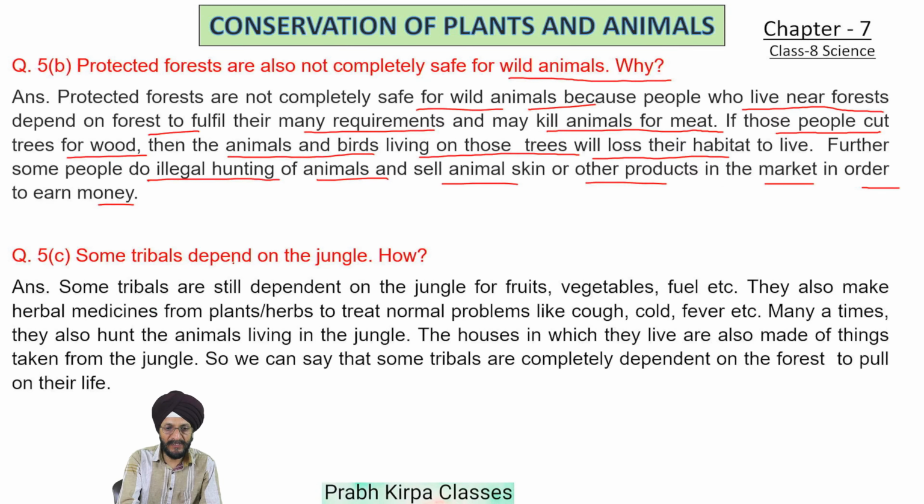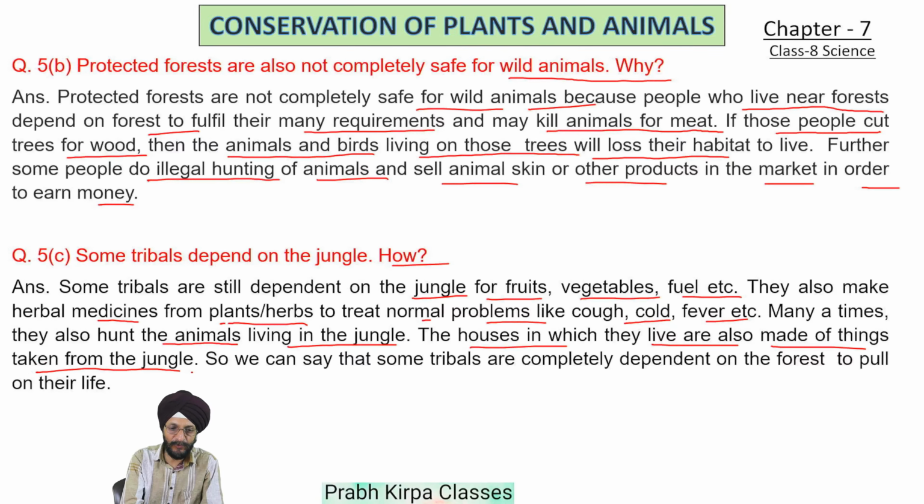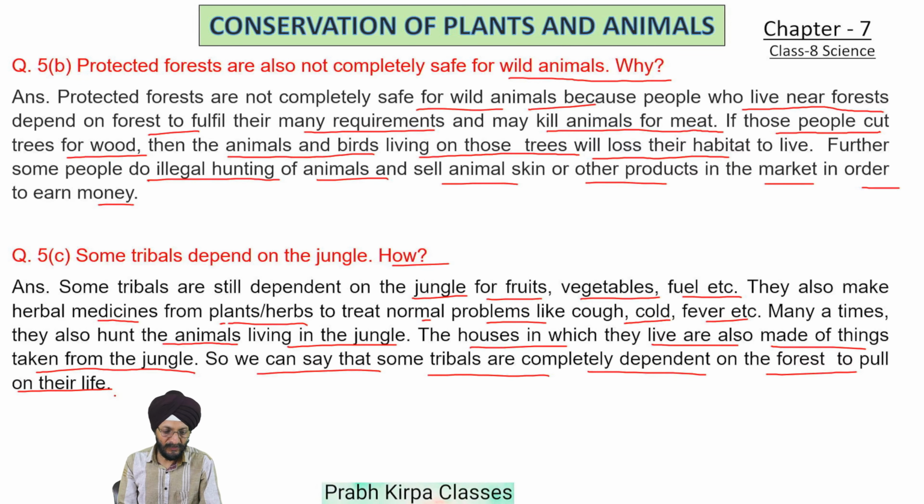Next, some tribals depend on the jungle or forest. How? Some tribals are still dependent on the forests for fruits, vegetables, fuel, etc. These tribals also make herbal medicines from plants or herbs to treat normal problems like cough, cold, fever, etc. Many times, these tribals may also hunt the animals living in the jungle. The houses in which they live are also made of things taken from the forest. So we can say that some tribals are completely dependent on the forest for their life.